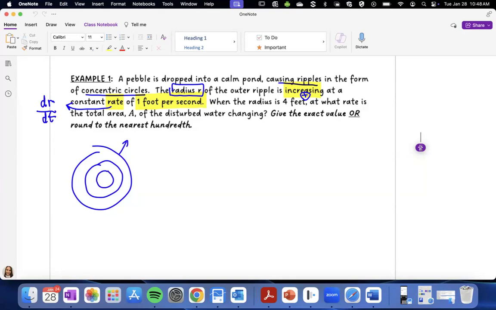I'm going to make a note that it's positive because it's increasing. Okay, next, when the radius is 4 feet, at what rate is the total area changing?